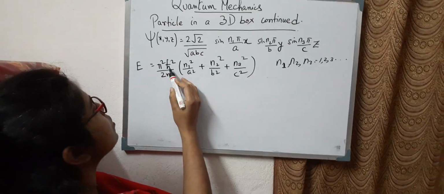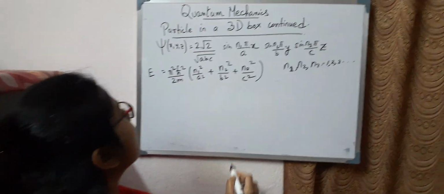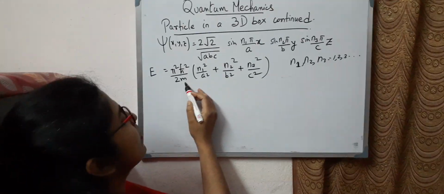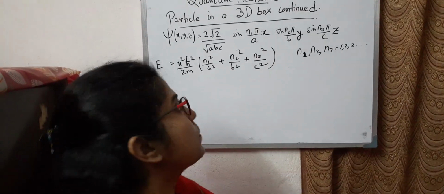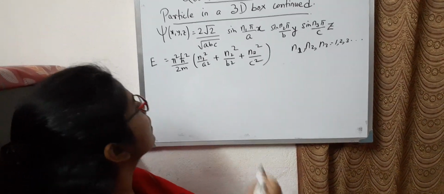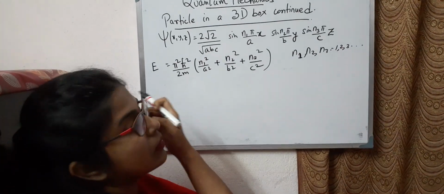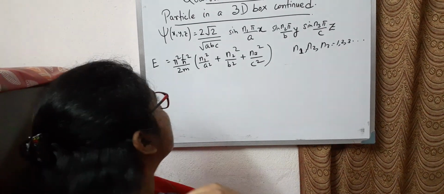And the energy eigenvalues also we have worked out. So it looks like this, where h cut we know is h by 2 pi, h is the Planck's constant, m is the mass of the particle, and these symbols, as I've already explained, have the usual meanings. So this is how the eigenfunction and the energy eigenvalues will look.